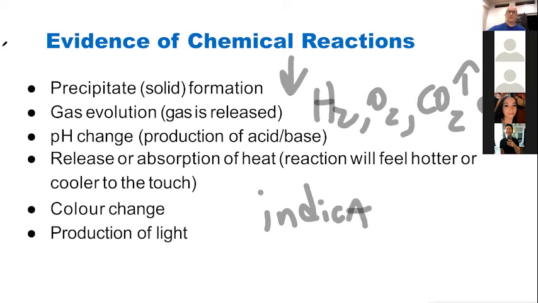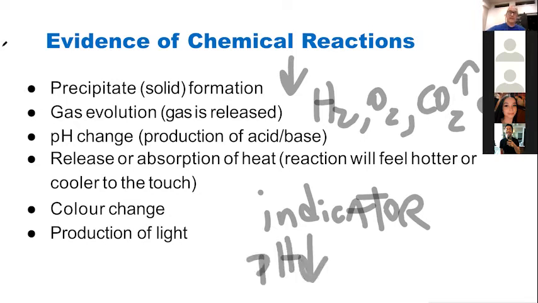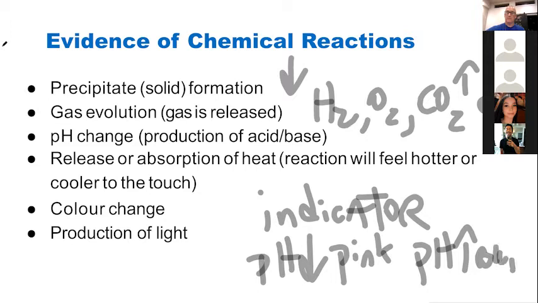A pH indicator. The most common pH indicator we use, when something is acidic and the pH goes down, it turns pink. And if the pH goes up because it's basic, it turns blue. So that would be a pH change. Either you're producing or removing an acid or a base, so changing the pH in either one of those ways.